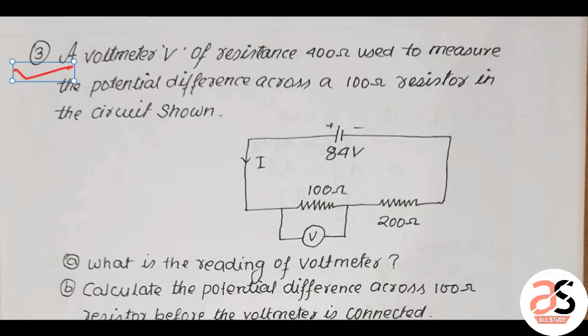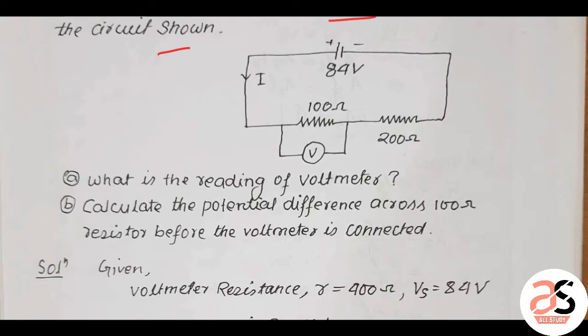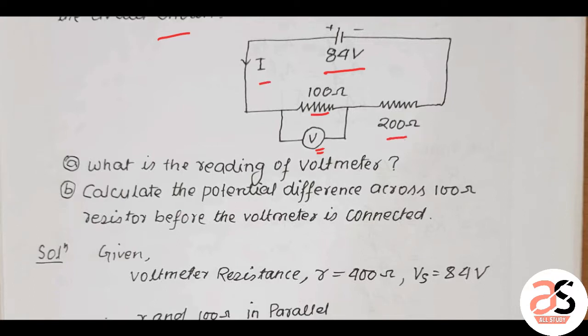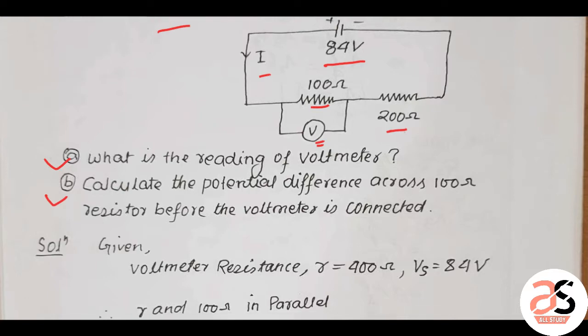Now this is the next example. A voltmeter V of resistance 400 ohm is used to measure the potential difference across a 100 ohm resistor in the circuit as shown in the figure. So this voltmeter is used to measure the 100 ohm resistance. Supply voltage here is 84, this is 200 ohm resistance, given in the figure. Now what is the reading of the voltmeter? Calculate the potential difference across the 100 ohm resistor before the voltmeter is connected.